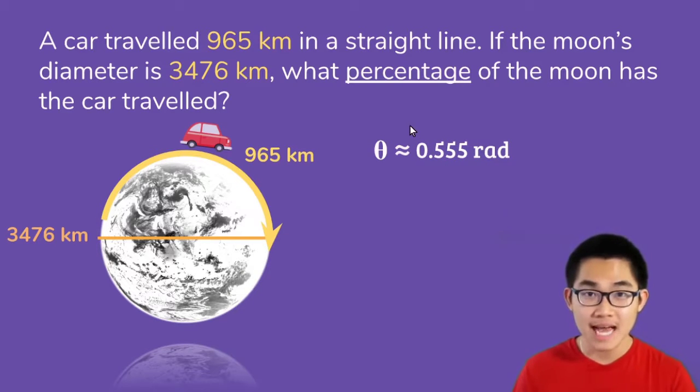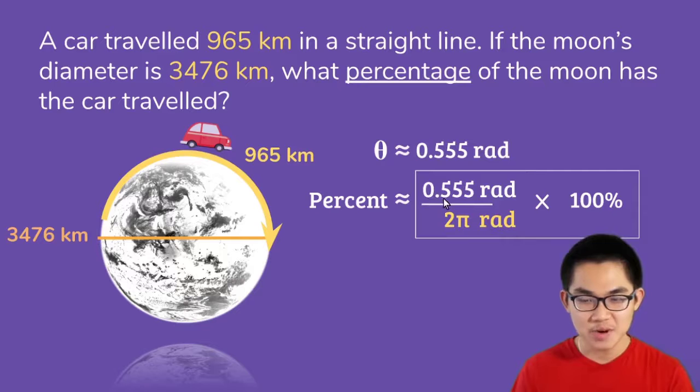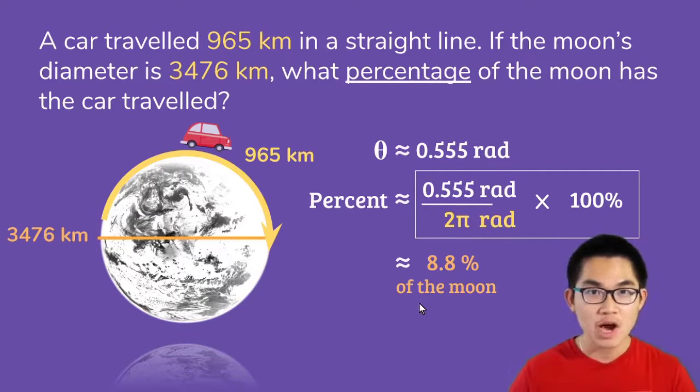But the problem is asking us to find the percentage of how much the car has traveled around the moon. And so to do that, you take 0.555 radians and you divide it by the entire angle, which is 2 pi radians. Okay, and when you multiply it by 100%, you're basically converting the number into a percent. And that gives us 8.8% of the moon. And so the car has traveled around 8.8% of the moon.